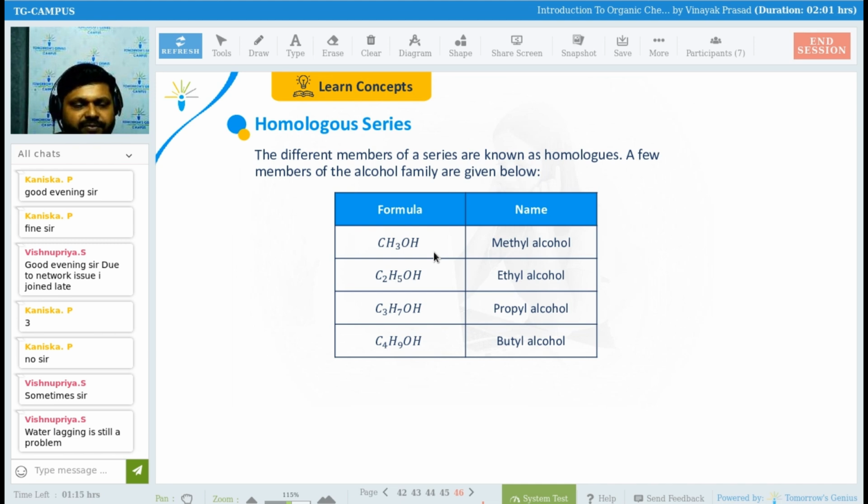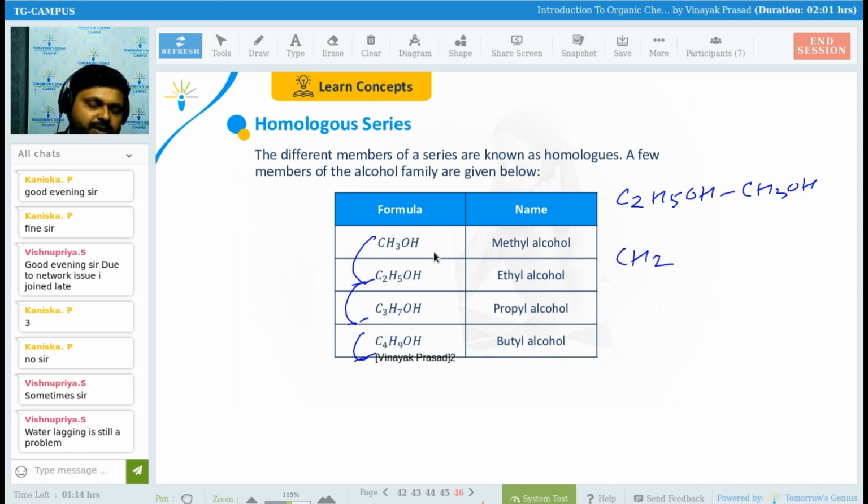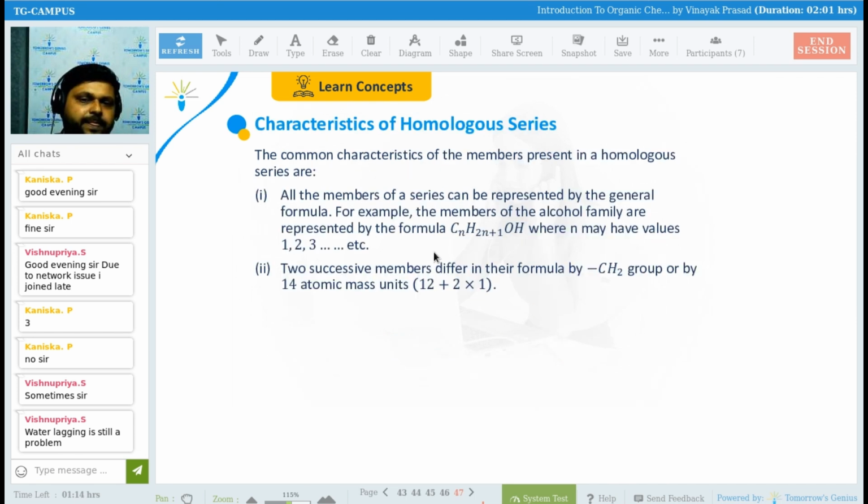CH3OH and C2H5OH: there is a difference of only CH2. If you subtract C2H5OH minus CH3OH, the carbons are subtracted and you get CH2 again. Here also you get CH2. So these are all a homologous series, right?